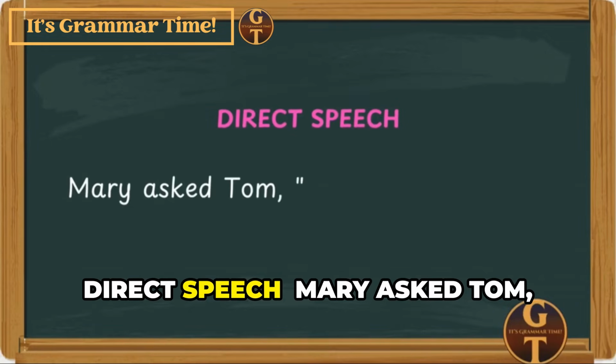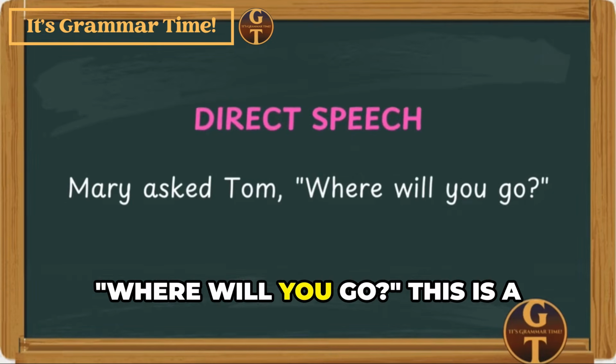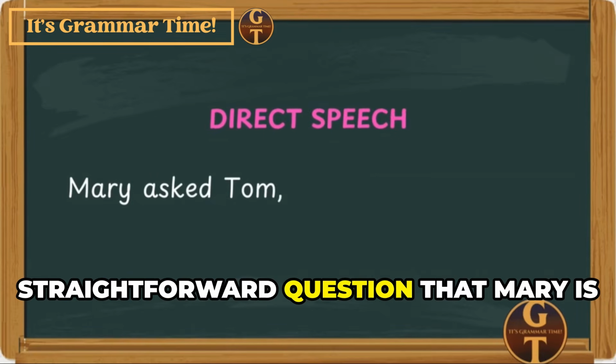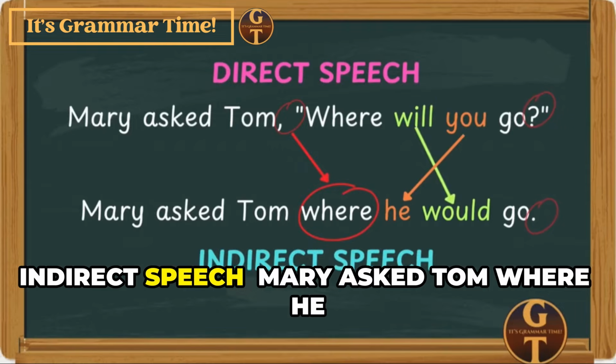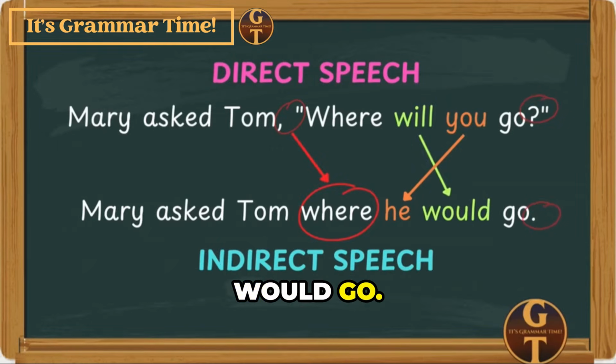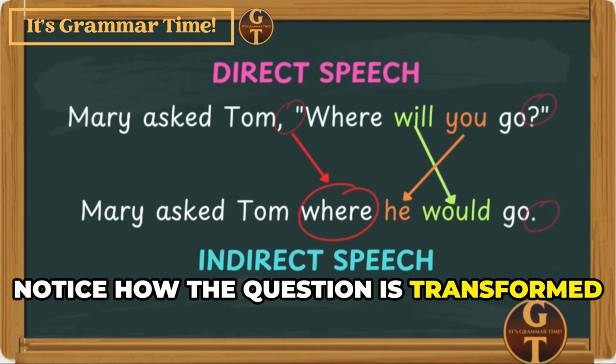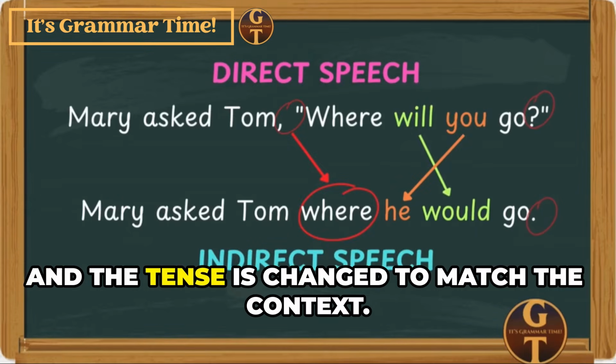Direct speech. Mary asked Tom, "Where will you go?" This is a straightforward question that Mary is asking someone directly. Indirect speech. Mary asked Tom where he would go. Notice how the question is transformed into a statement and the tense is changed to match the context.